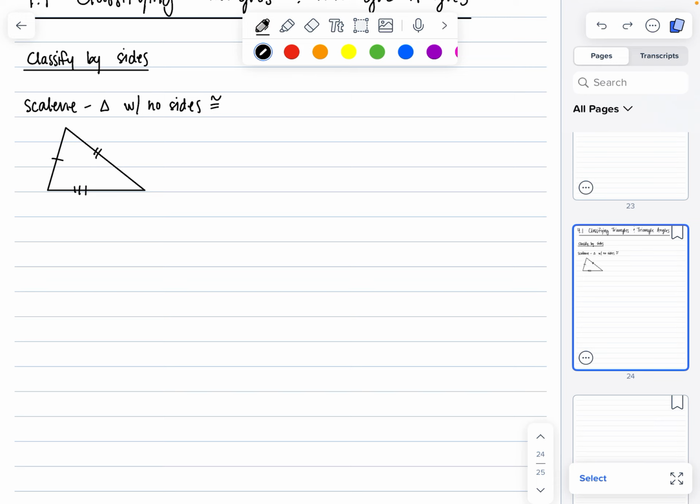Well, what are the other options? Well, what if 2 out of the 3 sides are congruent? And that's where isosceles kicks in. Isosceles triangles are triangles with 2 sides that are congruent. And we'll go ahead and draw one.